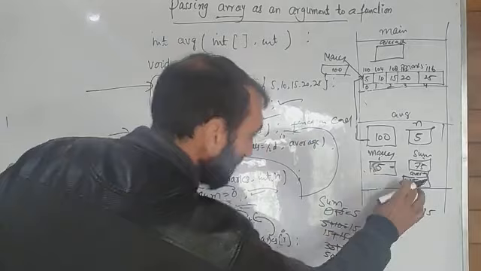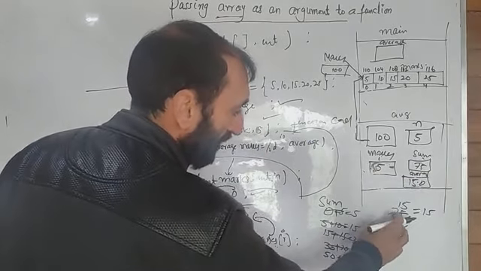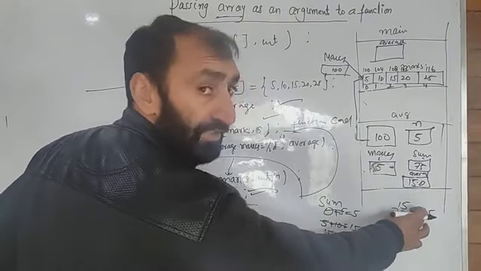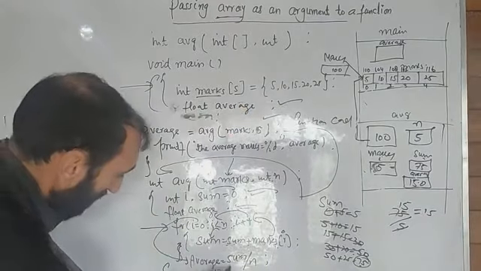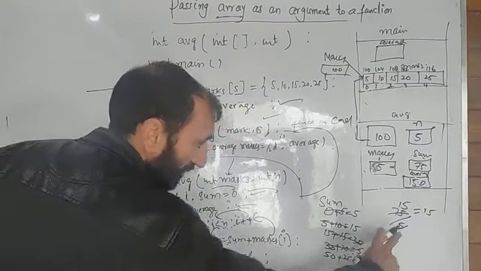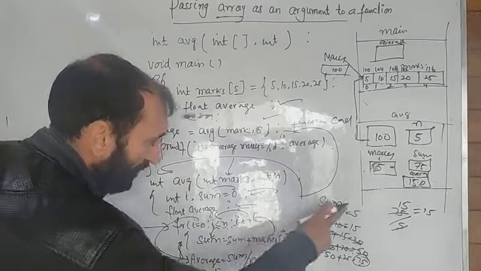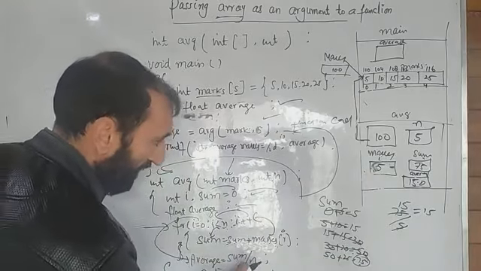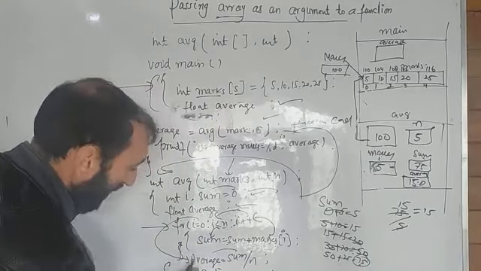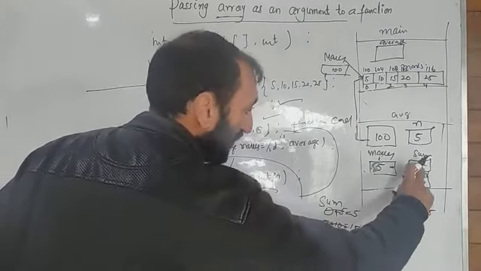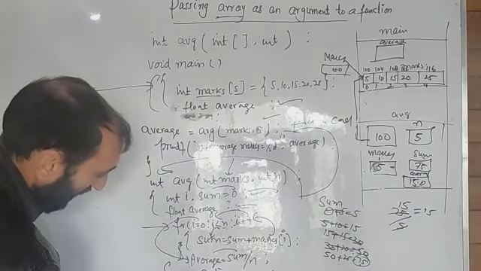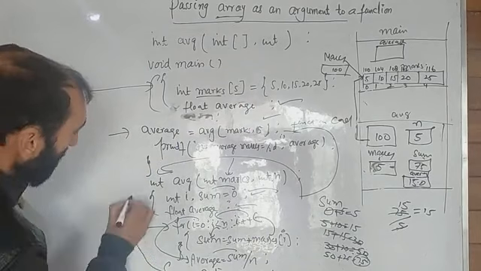So now sum was 75 divided by n. N was 5. 75 divided by 5 equal to 15. That will get stored in average. Return average. The average gets returned.